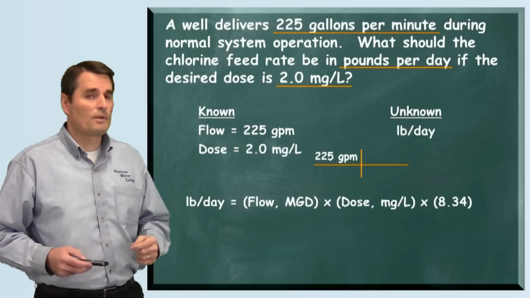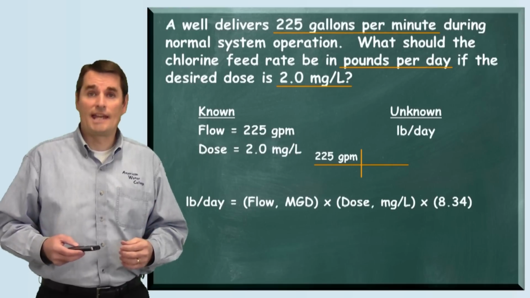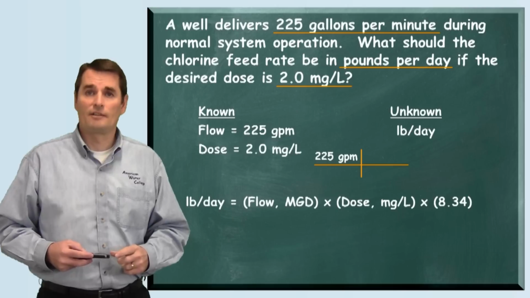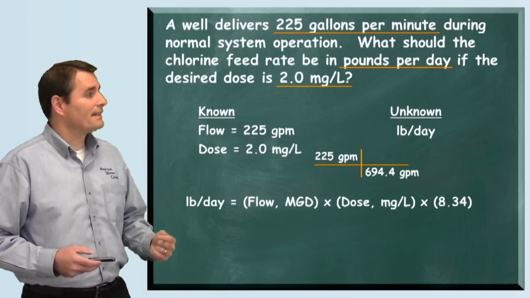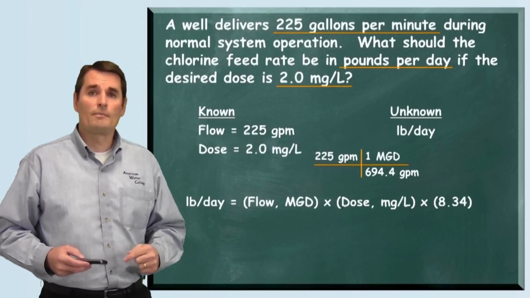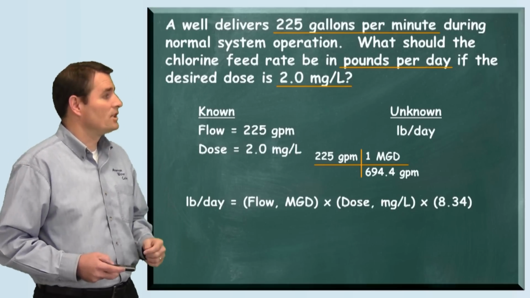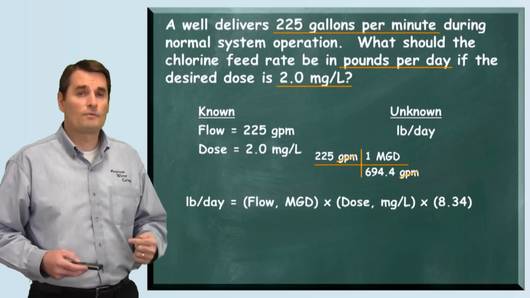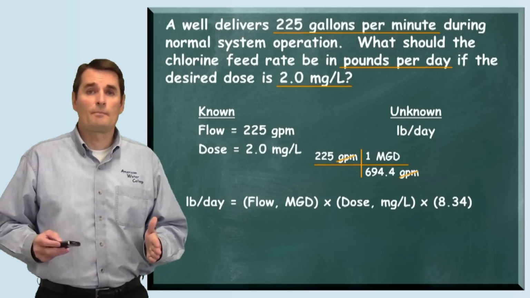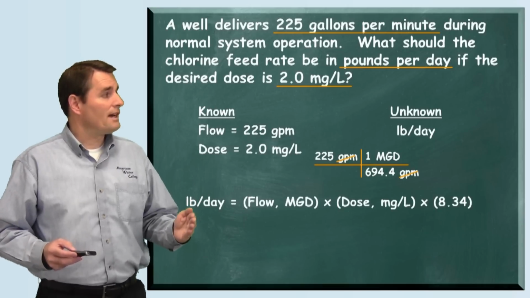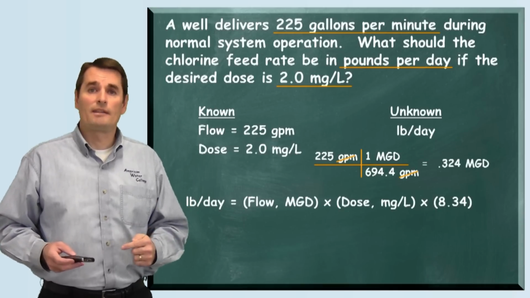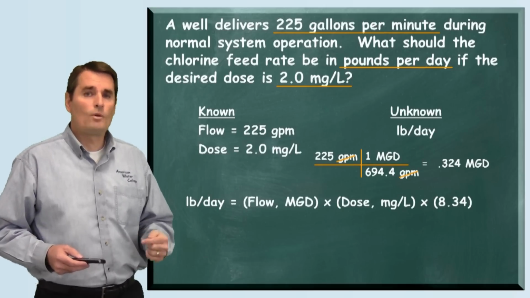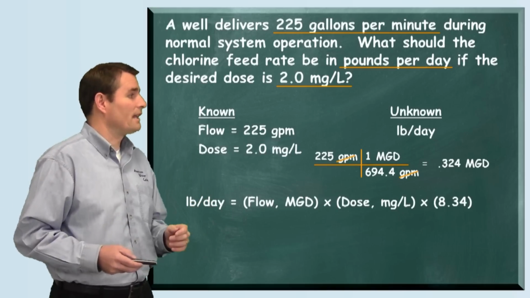We start with our 225 gallons per minute. That's the flow that they gave us. And we're going to select an equivalent that converts the gallons per minute to million gallons per day. That equivalent is 694.4 gallons per minute for every 1 MGD. The units on top cancel out with the units on the bottom, and we're left with million gallons per day. So now it's just a math problem. We'll take the numbers on the top, the 225, and divide by the numbers on the bottom, the 694.4. And when we do that, we see that we get 0.324 million gallons per day.